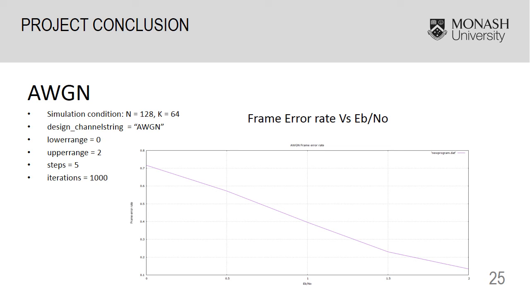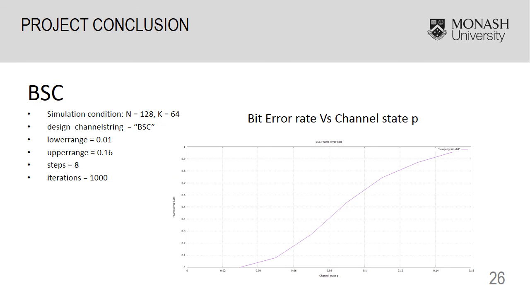As we can see, for the AWGN channel, the higher the Eb/N0 value is, the lower the bit error rate and frame error rate will be. This is the simulation result for the BSC channel. The plot is bit error rate versus different channel state P. And this is the frame error rate versus the channel state P. As we can see, the higher the channel state P is, the higher the bit error rate and frame error rate will be.